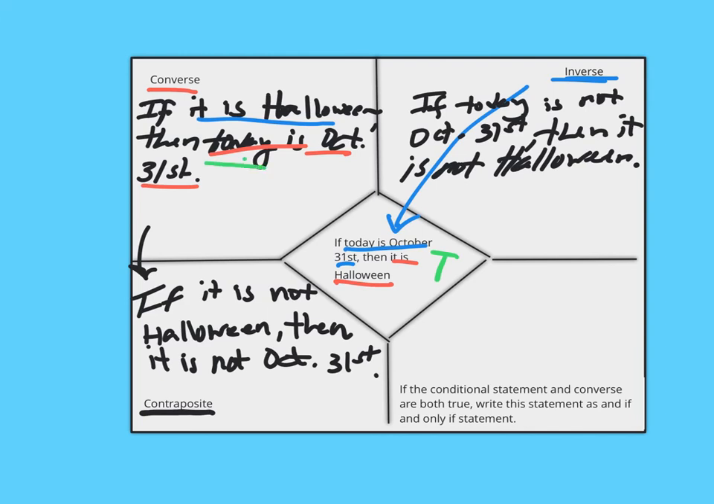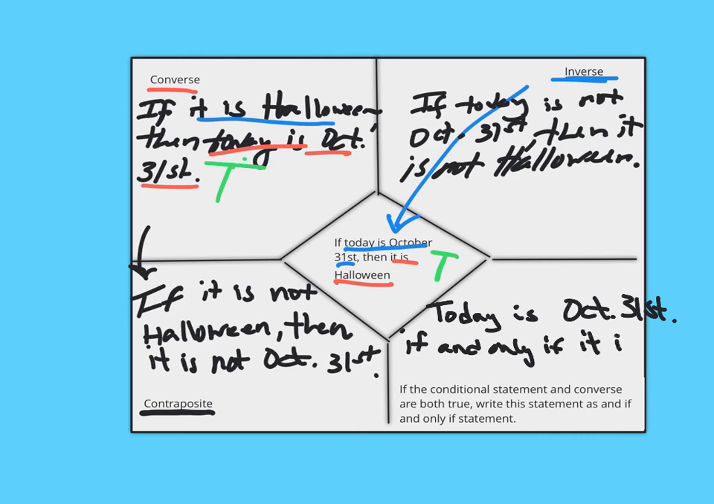So we have two statements that are true. So I'm going to be able to combine them into one if and only if statement. And that statement's going to read, today is October 31st, if and only if it is Halloween.